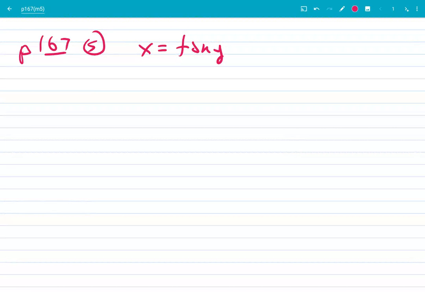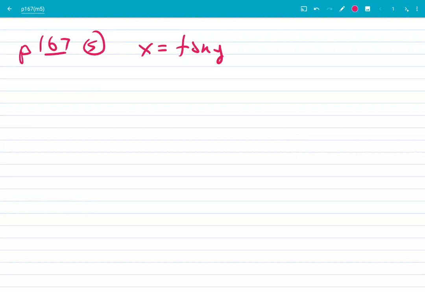Okay, on page 167, number 5, we're asked to find dy dx if x equals tan y. Now, you could solve this explicitly for y as a function of x by taking the arctan of both sides, but you don't know the derivative of the arctan, do you? So that's basically what we're going to get here. dy dx would be the derivative of y. If you solve for y here, y is the arctan of x. So we're really finding the derivative of the arctan. How do you do that?